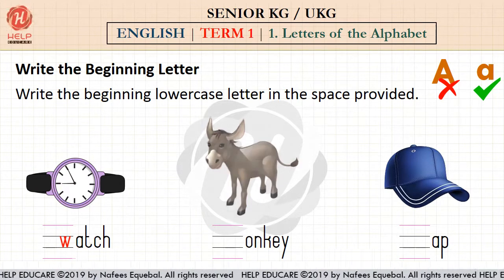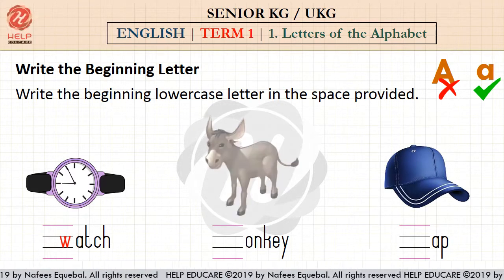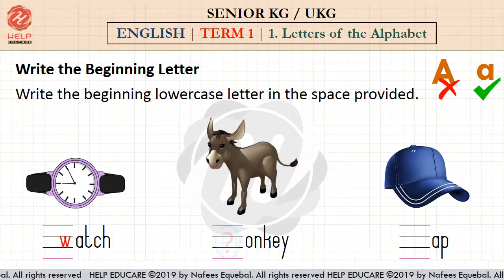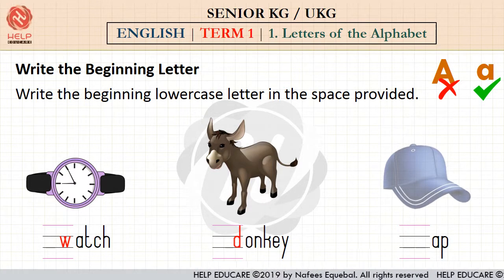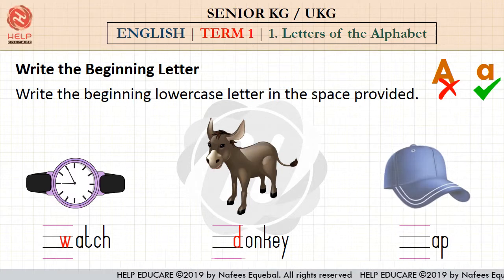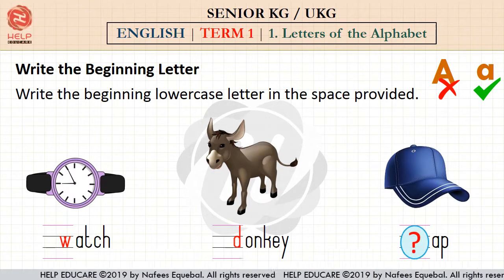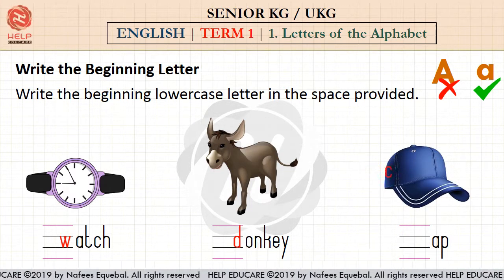This is the picture of a donkey. It is used to carry burden. The beginning letter of donkey is D. Put the letter D. What do you see in the third picture? You are absolutely right. It is a picture of a cap. And the beginning letter of cap is C. So, put the letter C.